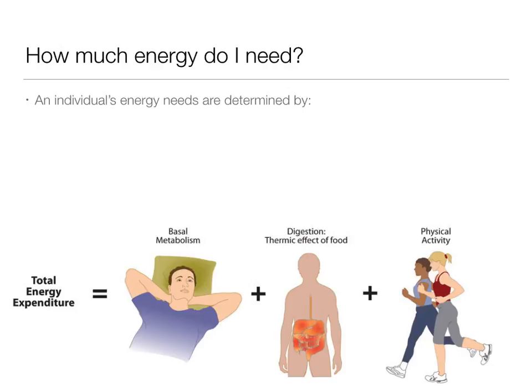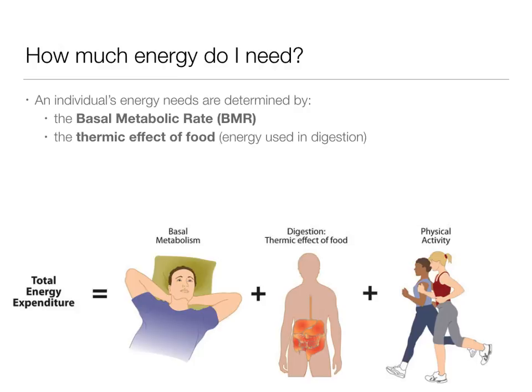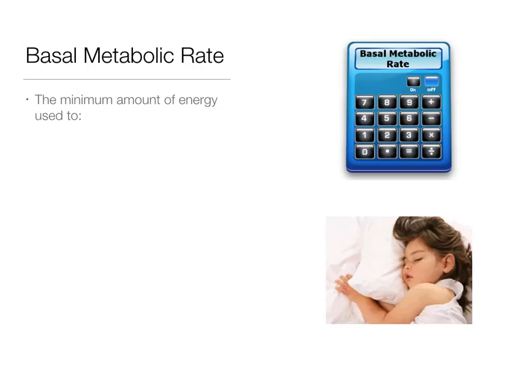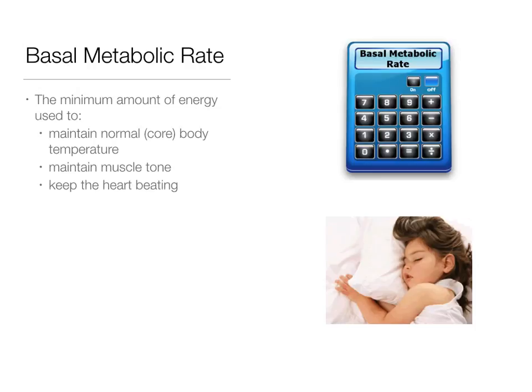An individual's energy needs are determined by the basal metabolic rate, BMR, more about this later, the thermic effect of food, which is the energy used in digestion, and the amount of physical activity and exercise undertaken per day. The basal metabolic rate is the minimum amount of energy used to maintain normal body temperature, maintain muscle tone, keep the heart beating, and keep all vital organs functioning.